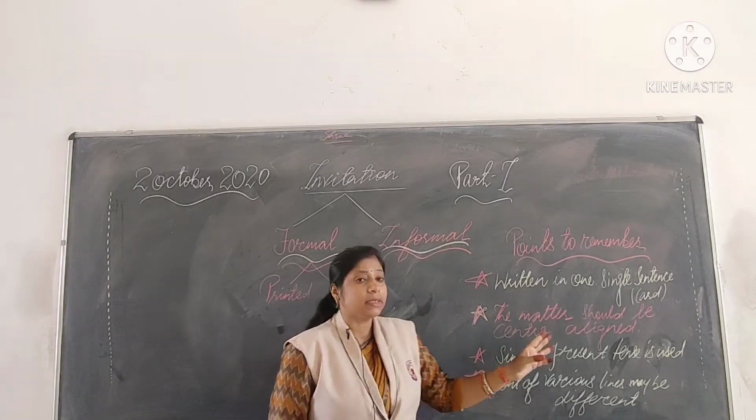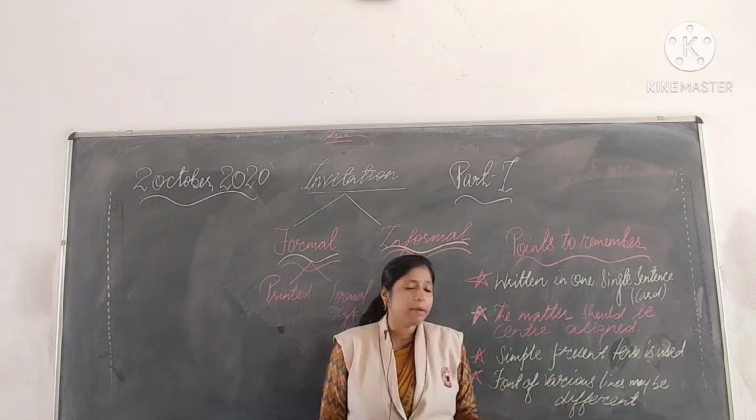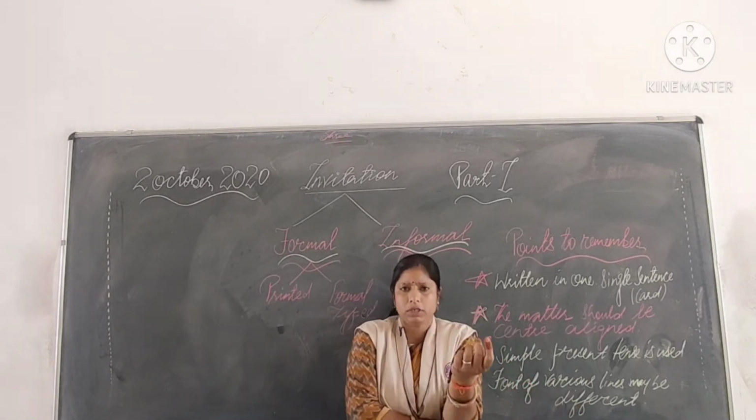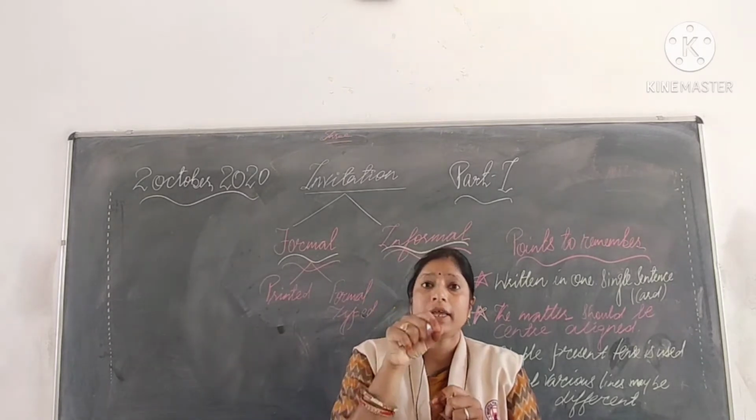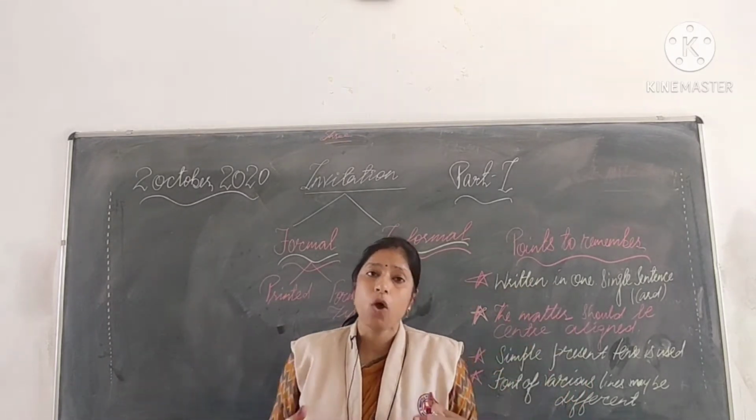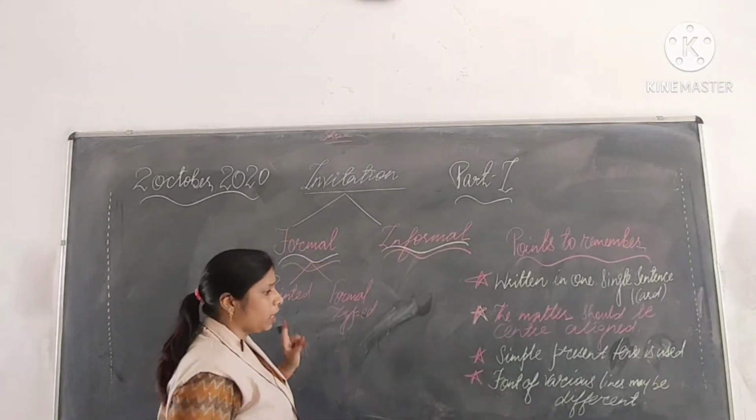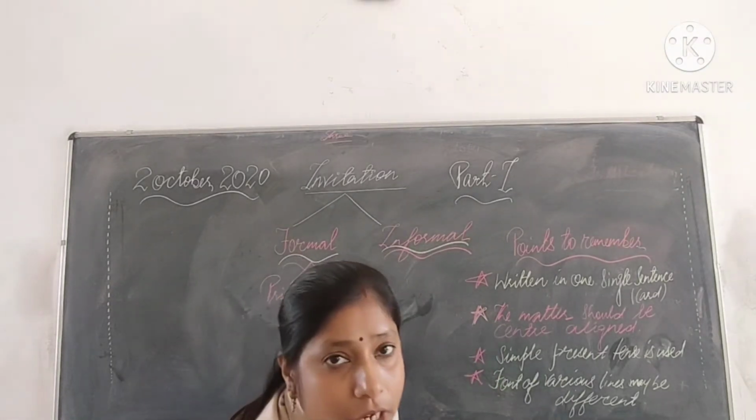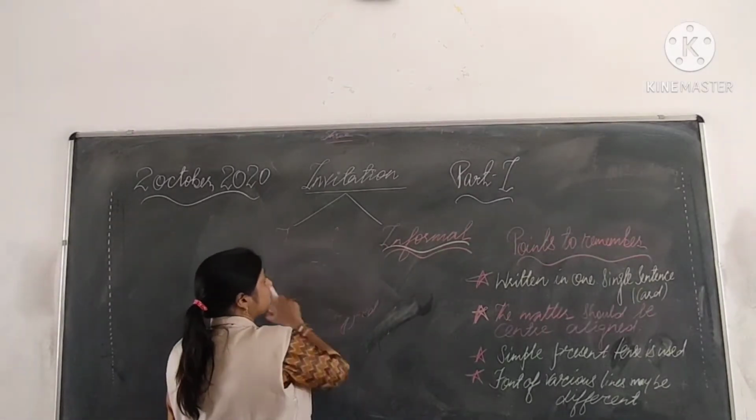Then simple present tense is used. And the font of various lines may be different. We will use different fonts, sometimes capital letters, sometimes Calibri, sometimes italics. We can write in that way. But the most important thing for formal invitation is what?